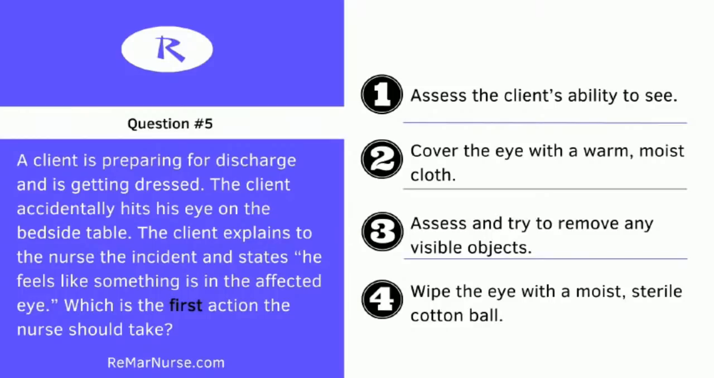What is the first action the nurse should take? They all sound good. Is it number 1, assess the client's ability to see? Cover the eye with a warm, moist cloth? Assess and try to remove any visible objects? Wipe the eye with a moist, sterile cotton ball?